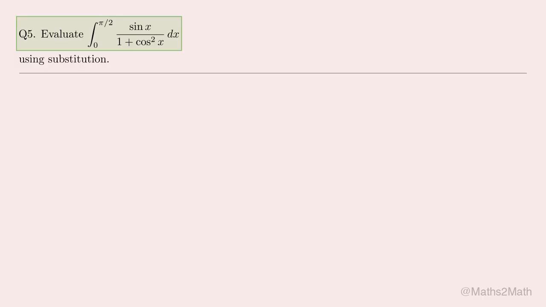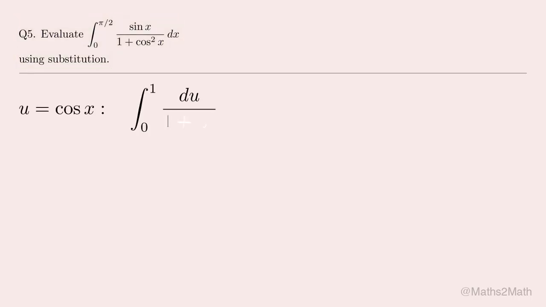Question 5. Sine feeding cosine, an arctangent in disguise. U equals cosine flips the limits. The limits 0 and pi over 2 become 1 and 0. The flip absorbs the minus sign. Pi over 4.